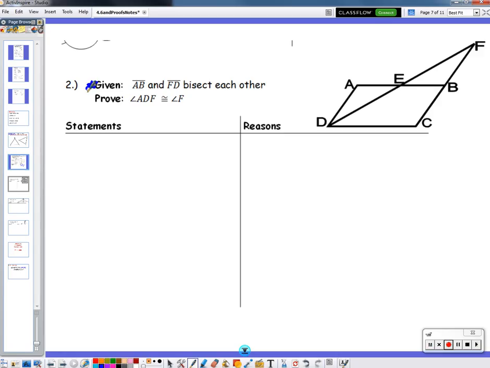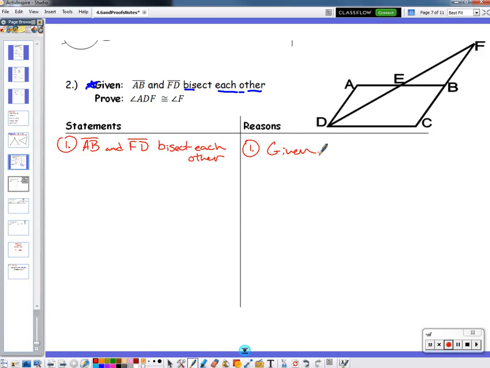So they give me that AB and FD, they bisect each other. So the first thing I'm going to do in step 1 is I'm going to write down that segment AB and segment FD bisect each other. What would my reason be for that? It'd be given, right? Good. So that's my first step. You always want to write down your given information first.